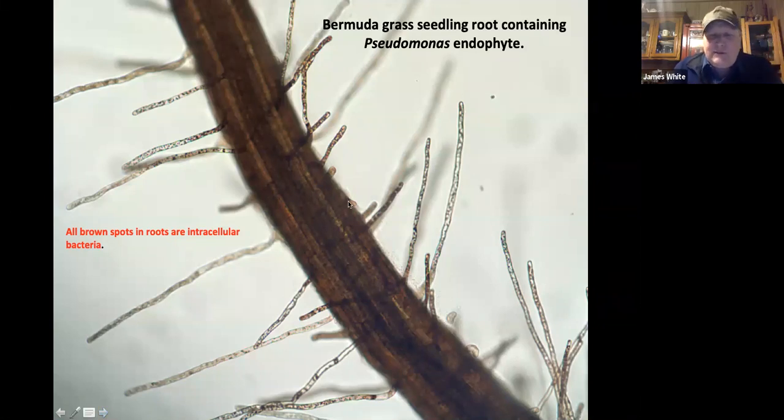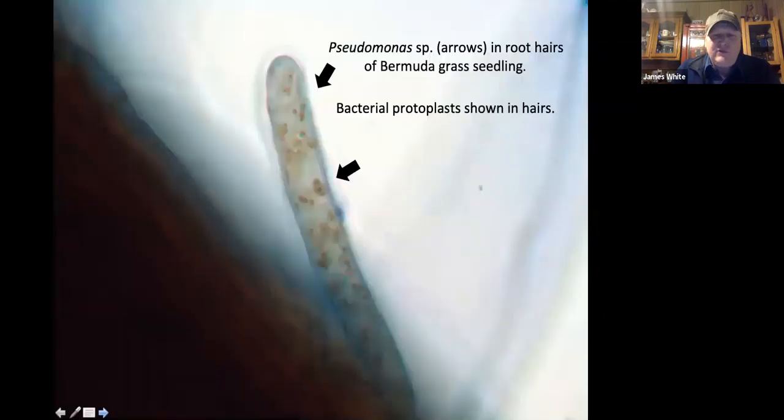Okay, so this actually shows a root a little bit more developed, away from the root tip. You can see these hairs, and see all the brown things in there. All those are the bacteria. All those brown dots are the bacteria that are inside those root hairs. And if you look at the root body itself, you can see little brown dots in there. Those are all the bacteria inside those root cells.